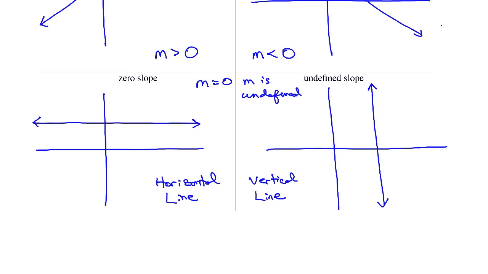Now notice where the horizontal line and the vertical line come from with respect to the slope formula. On a horizontal line, all of the y values for every point on the line are the same. So in the numerator of the slope formula, you have y minus y, which is 0. For the undefined slope, that results in a vertical line, and all of the x's are the same. So in the denominator, you get x minus x, which is 0, leading us to an undefined slope.